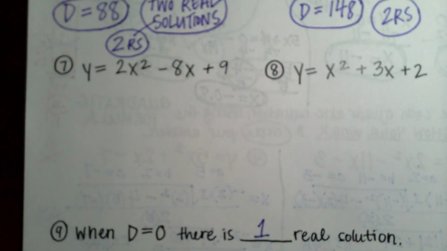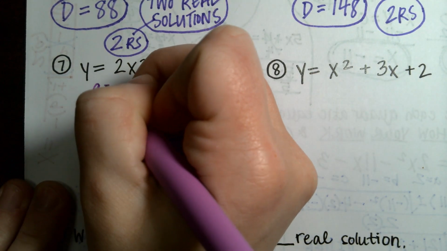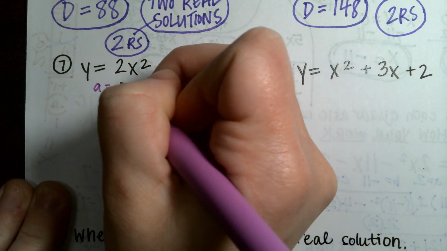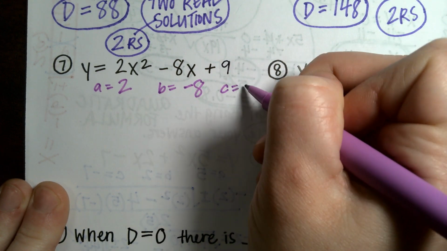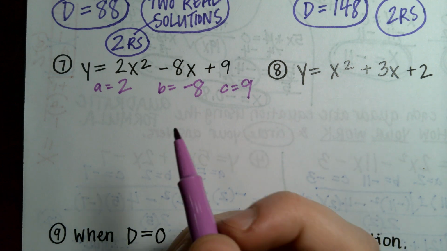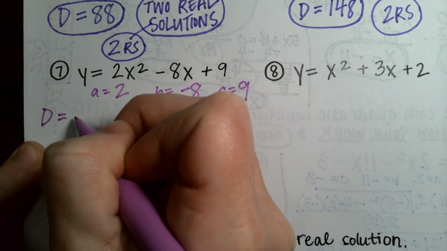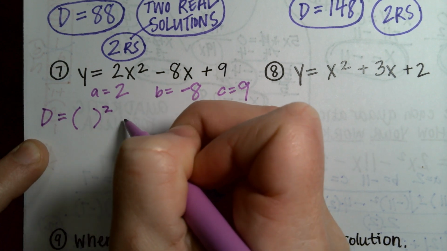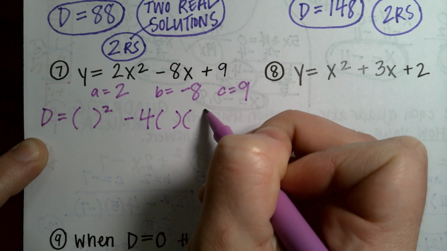Number 7, what's our A, B, and C? 2. Good. 2 is A, -8 is B, 9 is C. Good. Okay. Let's write our formula out again. D equals B squared minus 4 times A times C.